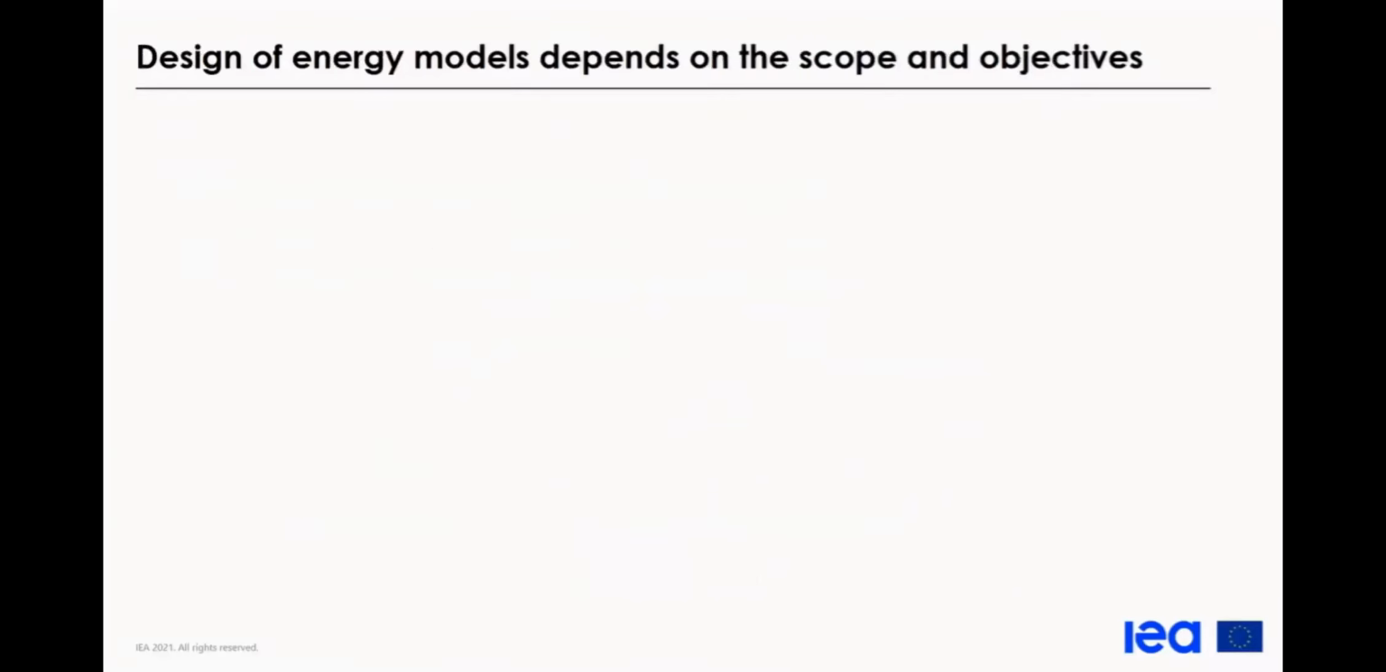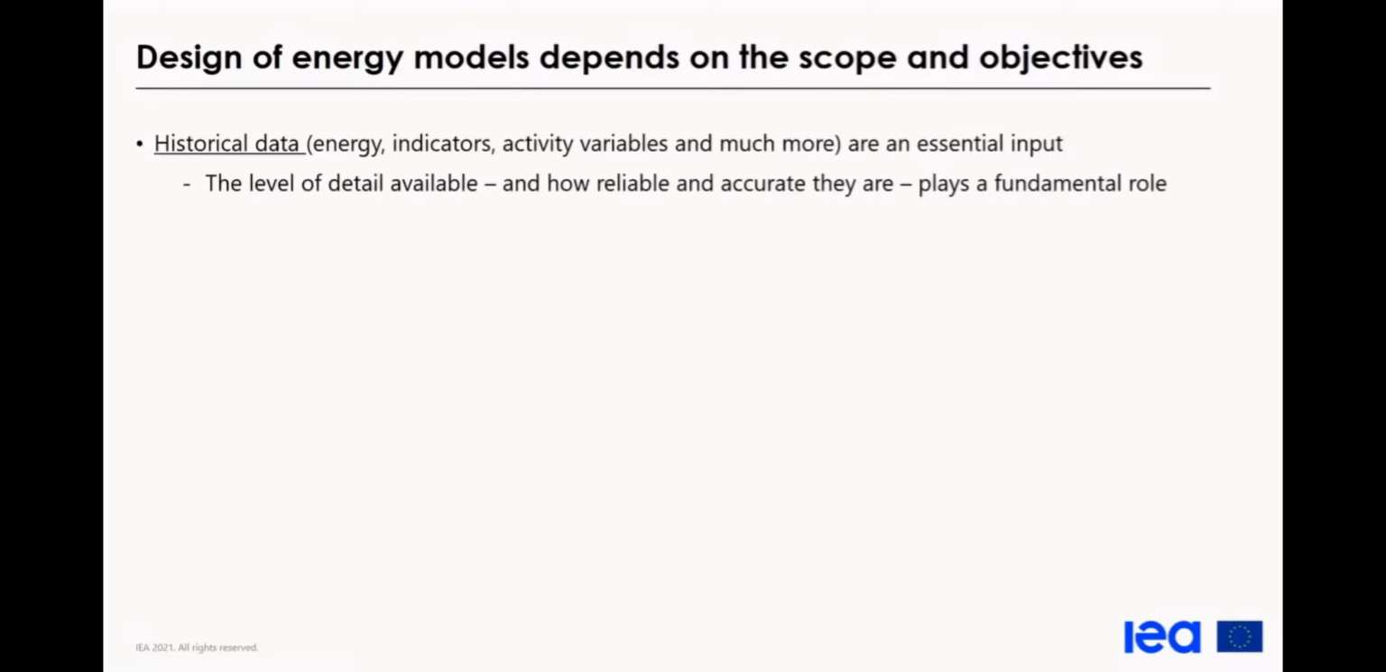When we design energy models, we need first to ask ourselves what is the objective of this model, what is its scope, and what will be its different features. And as a start, looking at historical data is fundamental because the level of details available will define how reliable and accurate the model will be. Then there are questions on coverage: what sector, what geographical areas, what type of fuels we want to take into account in the energy model.